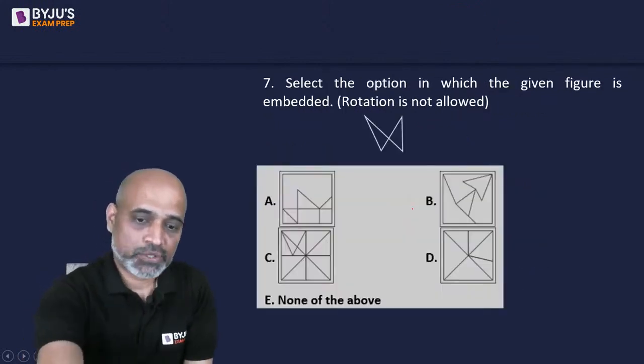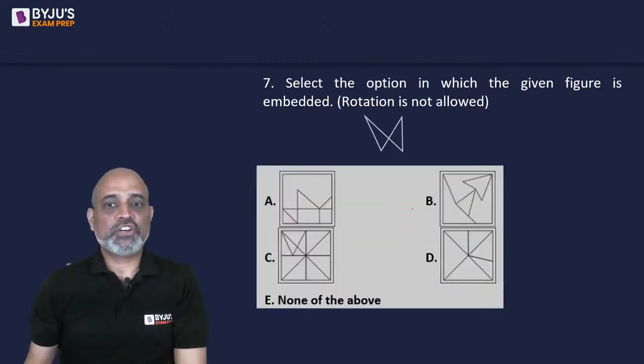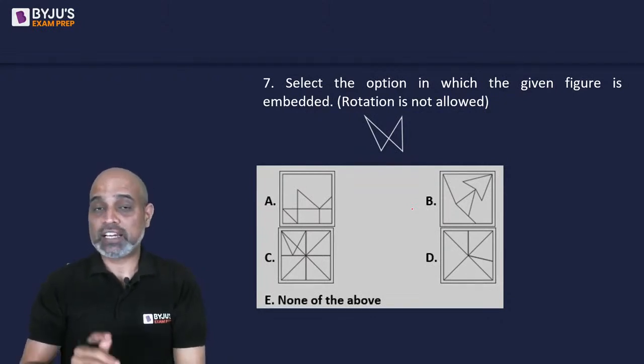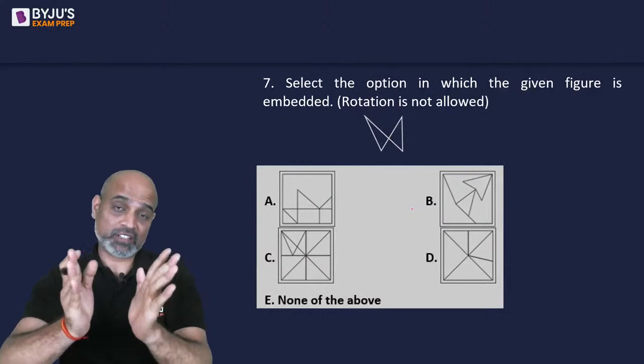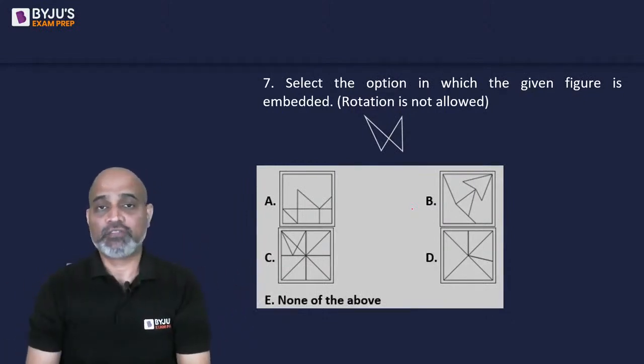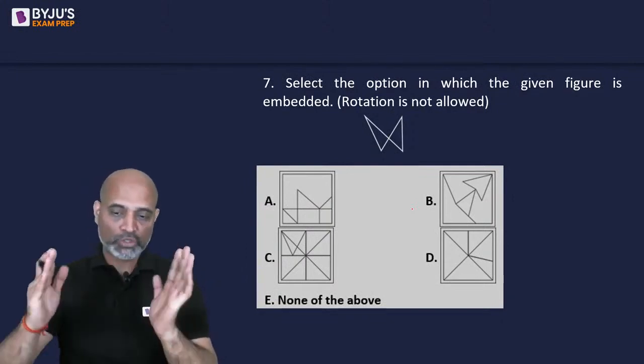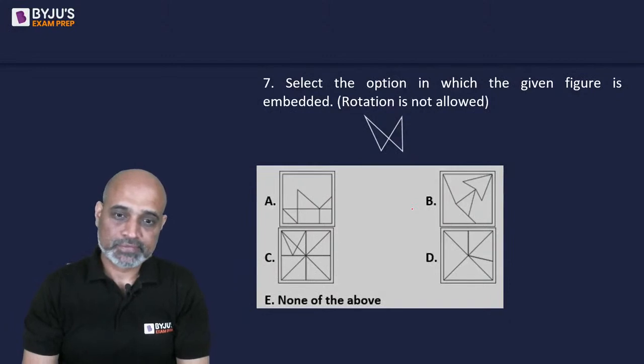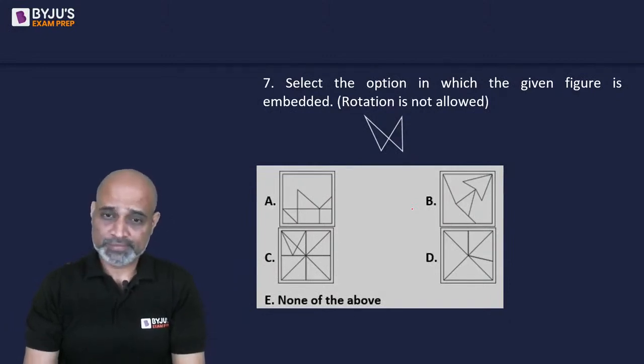Okay. Next question. Select the option in which the following figure is embedded. Rotation is not allowed. So that means you need to see the same figure exactly in one of the four given figures. Rotation is not allowed, meaning you cannot tilt it or flip it upside down, none of this is allowed. It's very simple.